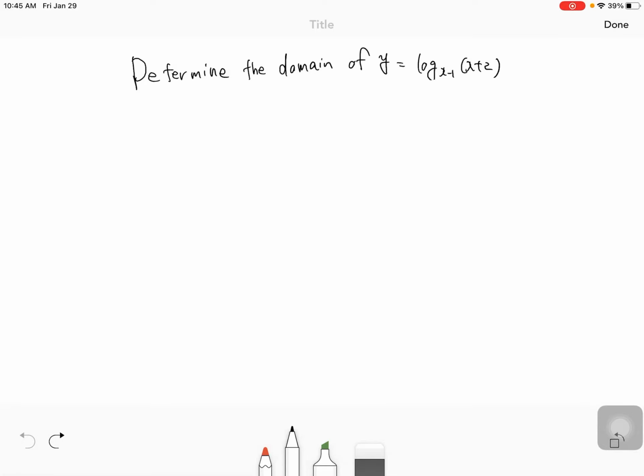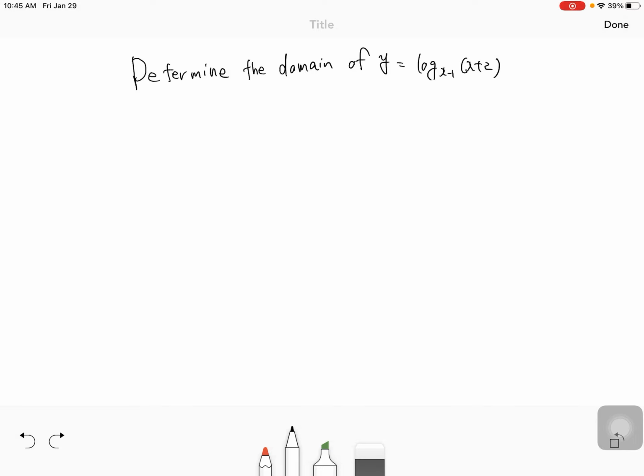Today, I'm here to explain this question. Determine the domain of y equals log base x minus 1 of x plus 2. First of all, do you remember what domain is? Domain is all possibilities of x values. So you need to find all x values to make this equation work.